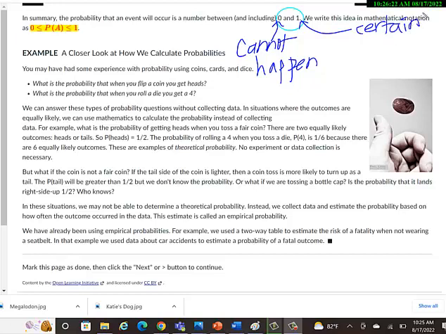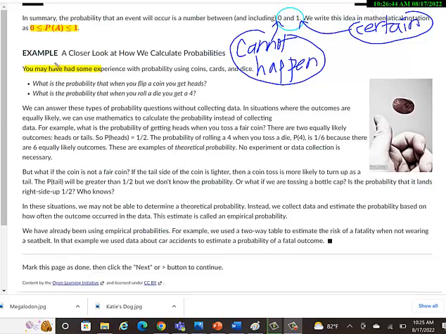But usually events are somewhere in between 0 and 1. It's not that they cannot happen at all, and it's not that they're certain to happen. It's somewhere in the middle, right? So for that reason, probability is always between 0 and 1. So now let's take a closer look at how we calculate probabilities, a little bit more of what we've been looking at before.